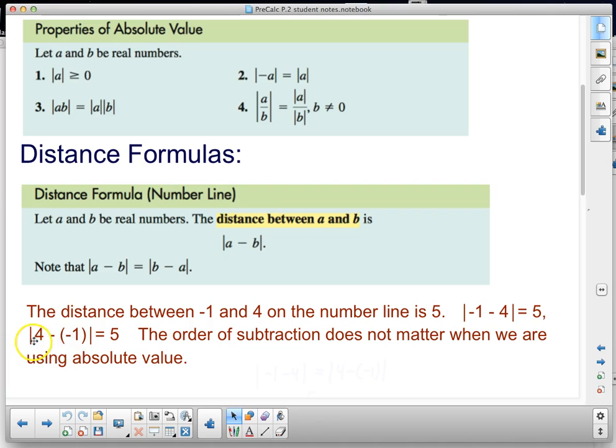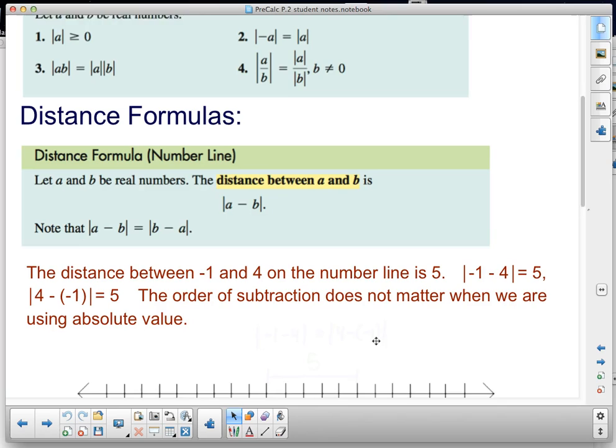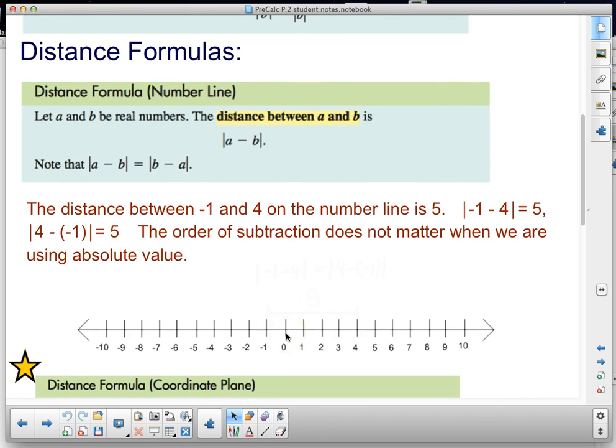4 minus the -1, 4 plus 1 is 5. The order of subtraction does not matter when we are using absolute values. So if I got -1, just to emphasize this, and I've got +4, this distance, 1, 2, 3, 4, 5, it makes sense that it's 5 as we plug that through and get that done.